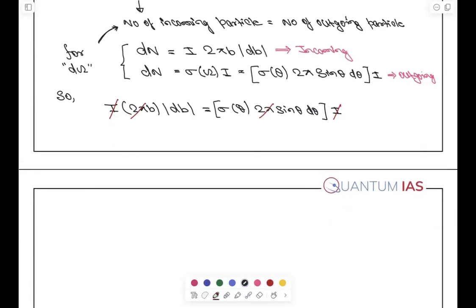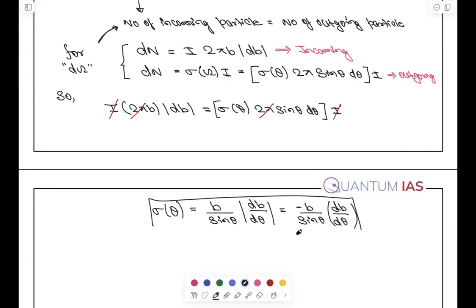I will cancel out, 2 pi will cancel out. So can I write here sigma theta? This is the formula of sigma theta that you have to understand. Can I write that it is b by sin theta modulus dB by d theta, or sometimes we can open this bracket and write minus b by sin theta dB by d theta. Why? Because when b increases, theta decreases for this case.